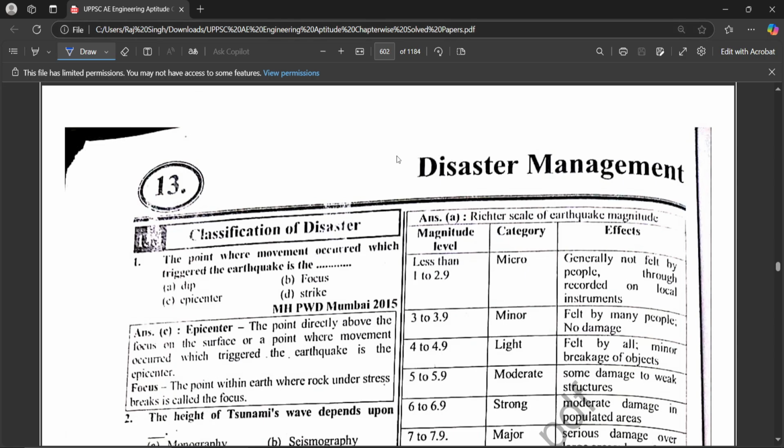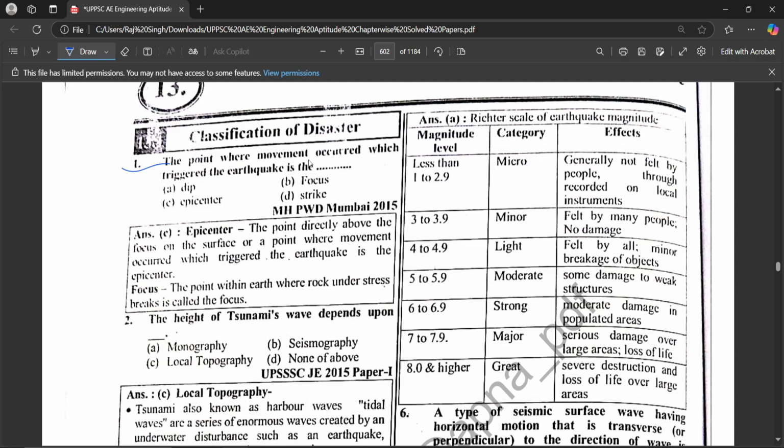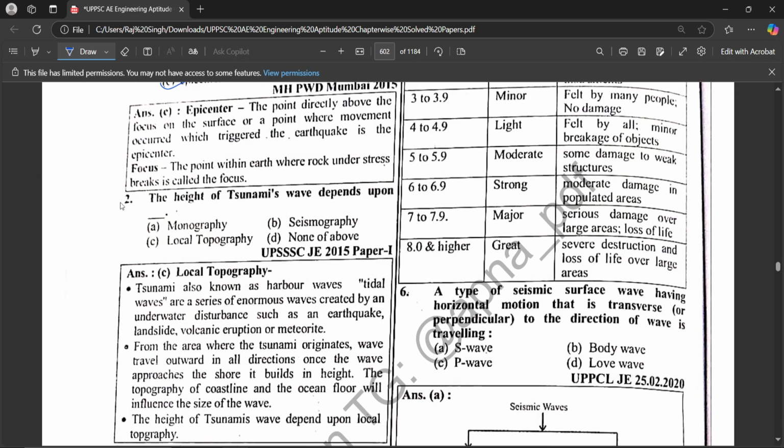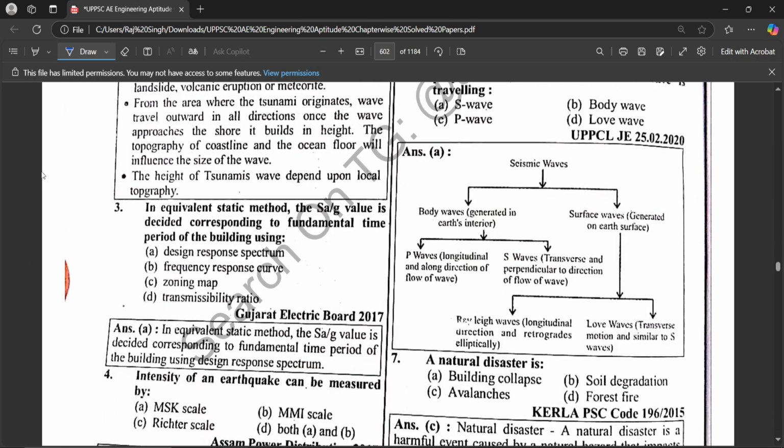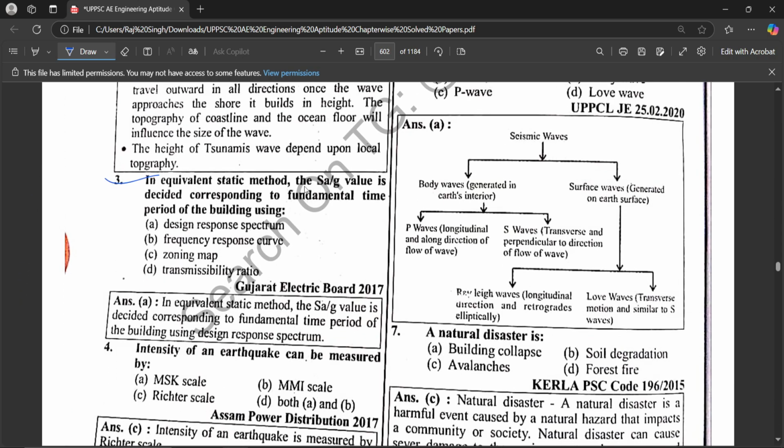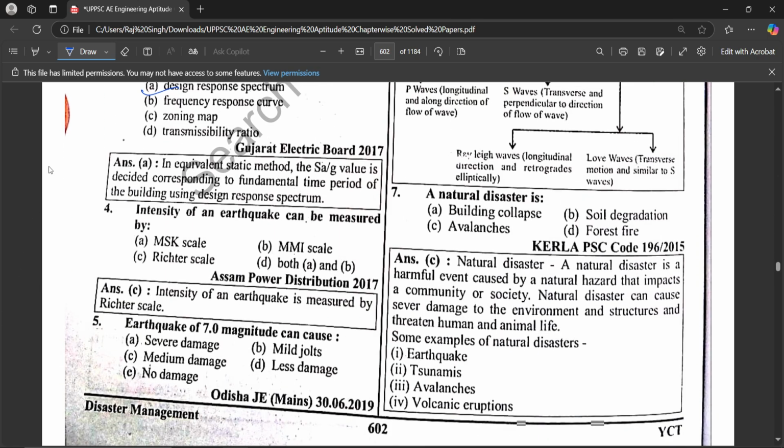आज हम देखेंगे डिजास्टर मैनेजमेंट का पार्ट 1। ठीक है, तो क्वेश्चन देखते हैं। The point where movement occurred which triggered the earthquake is which? Epicenter. ठीक है, नेक्स्ट, the height of a tsunami wave depends upon which? Local topography. ठीक है, नेक्स्ट, in an equivalent static method, the Sa/g value is decided corresponding to the fundamental time period of the building using which? The design response spectrum.